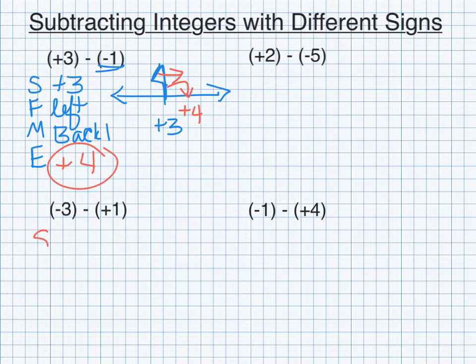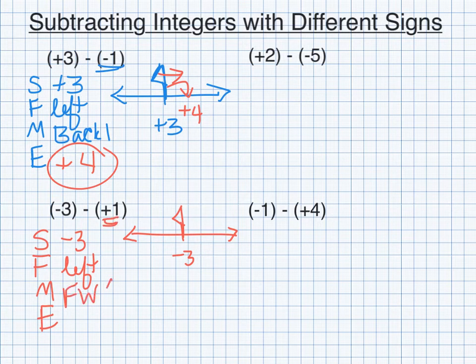My next problem, I've got start, face, move, end. Reading left to right, I'm going to start at negative 3. Here's my number line. I'm going to face to the left because I'm subtracting. I'm going to move forward 1. So forward is in this direction. I'm just going to go 1. So if I'm going to the left on the number line from that negative 3, this is going to be negative 4. That's my end place. The answer is negative 4.